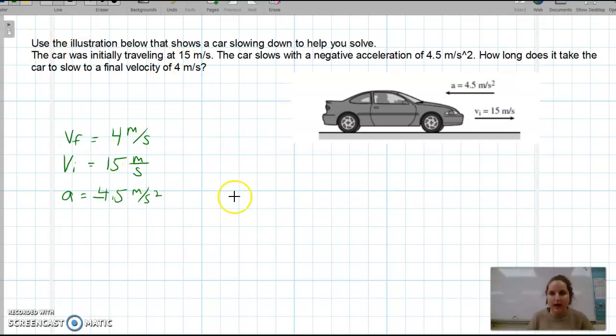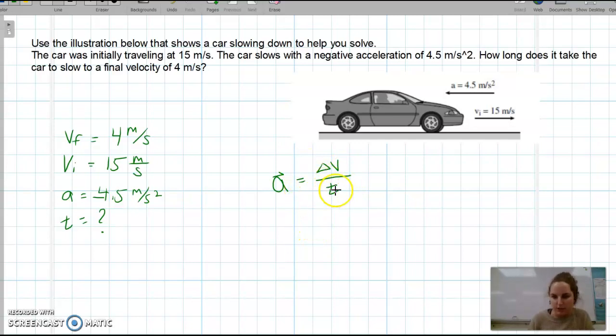How long does it take? We need to find the time, which is a question mark to us. Acceleration is equal to the change in velocity over time. In order to solve for time, you need to isolate it. You need to get it alone and set it equal to something so you can solve. So let's start by doing that.